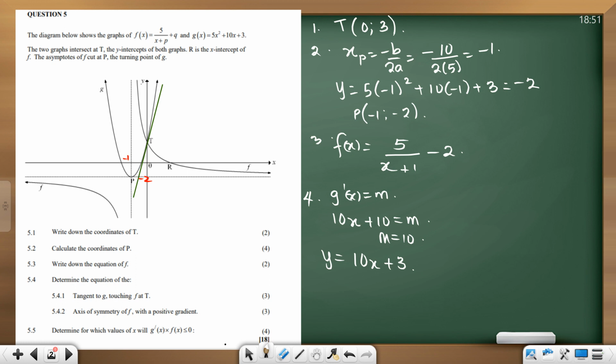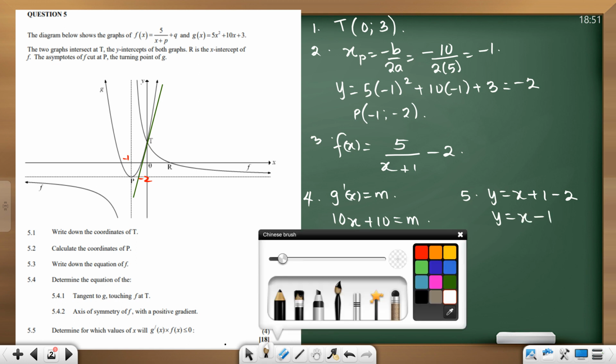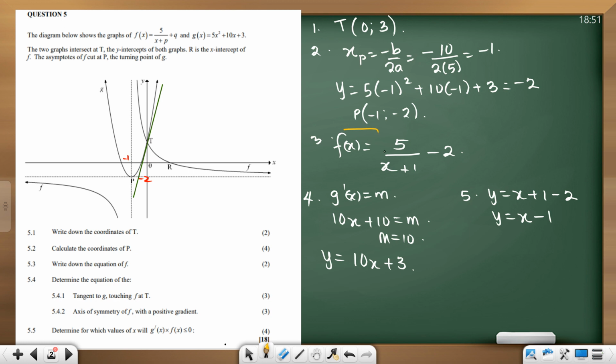Axis of symmetry of f with a positive gradient. That one is now simple. Number 5. y equals to what? x plus 1 minus 2. y equals x minus 1. Guys, here is what the examiner is asking you. Axis of symmetry of f with a positive gradient. We are done.